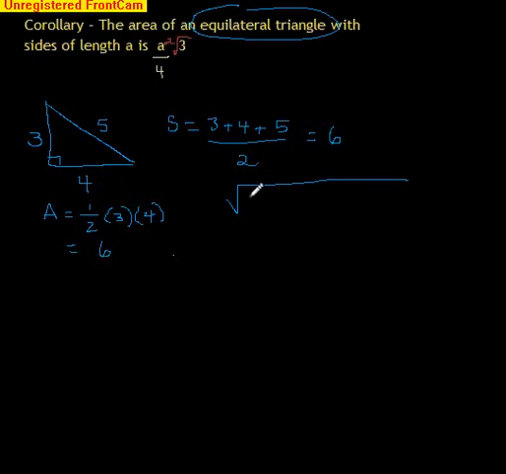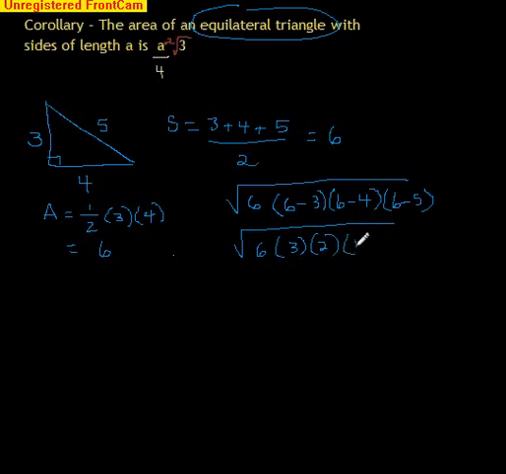Then we put it into Heron's formula. So you would take 6, that's your S, and then it's going to be the semi-perimeter minus side 1, the semi-perimeter minus side 2, and the semi-perimeter minus side 3. So we're going to get the square root of 6 times 3 times 2 times 1. And that will give us the square root of 36, and it gives us 6.